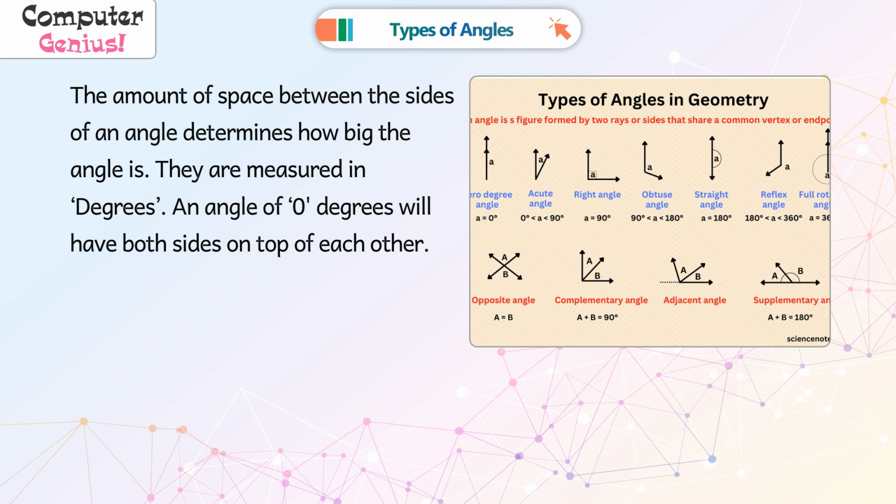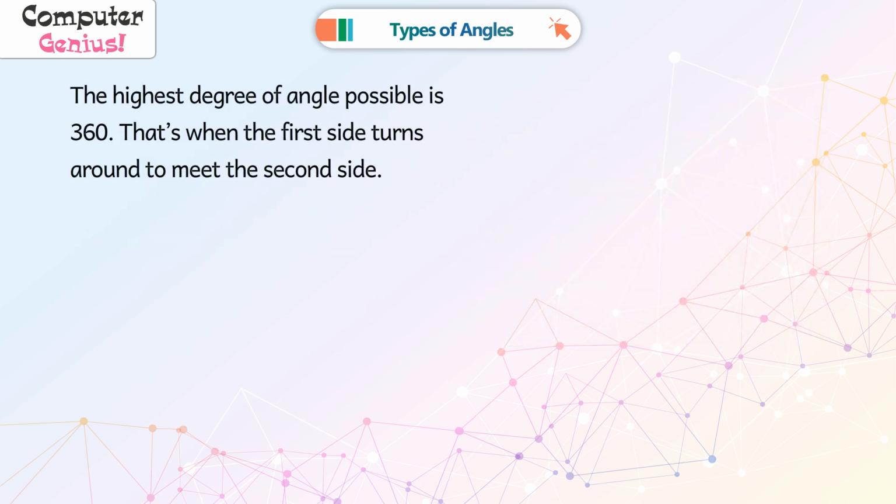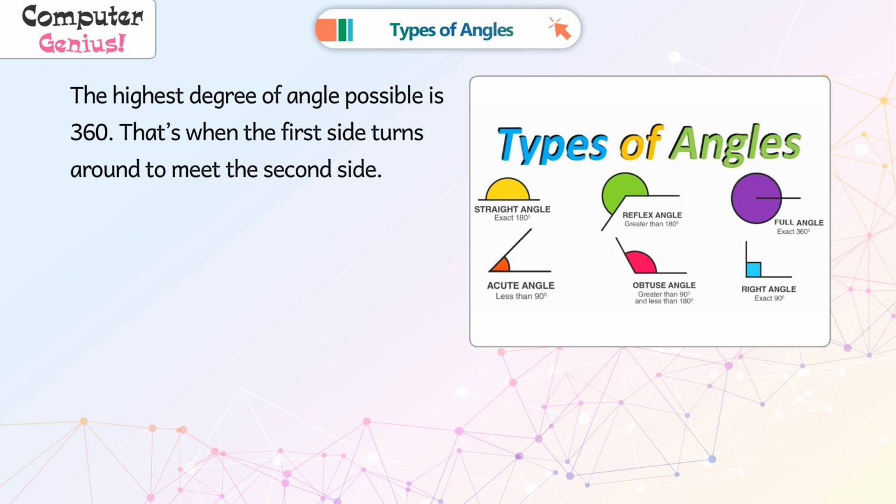An angle of 0 degrees will have both sides on top of each other. The highest degree of an angle possible is 360. That's when the first side turns around to meet the second side.